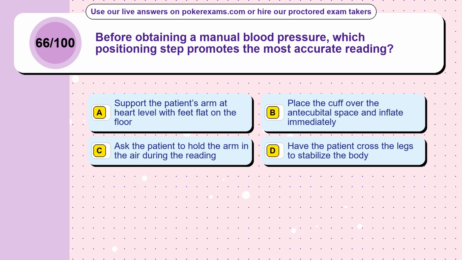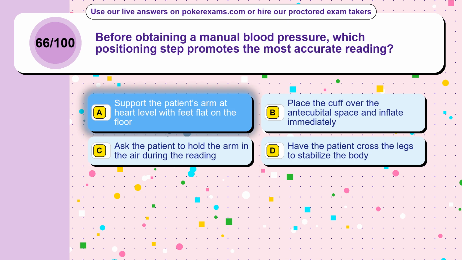Question 66. Before obtaining a manual blood pressure, which positioning step promotes the most accurate reading? Option A. Support the patient's arm at heart level with feet flat on the floor. Option B. Place the cuff over the antecubital space and inflate immediately. Option C. Ask the patient to hold the arm in the air during the reading. Option D. Have the patient cross the legs to stabilize the body. The correct answer is option A.